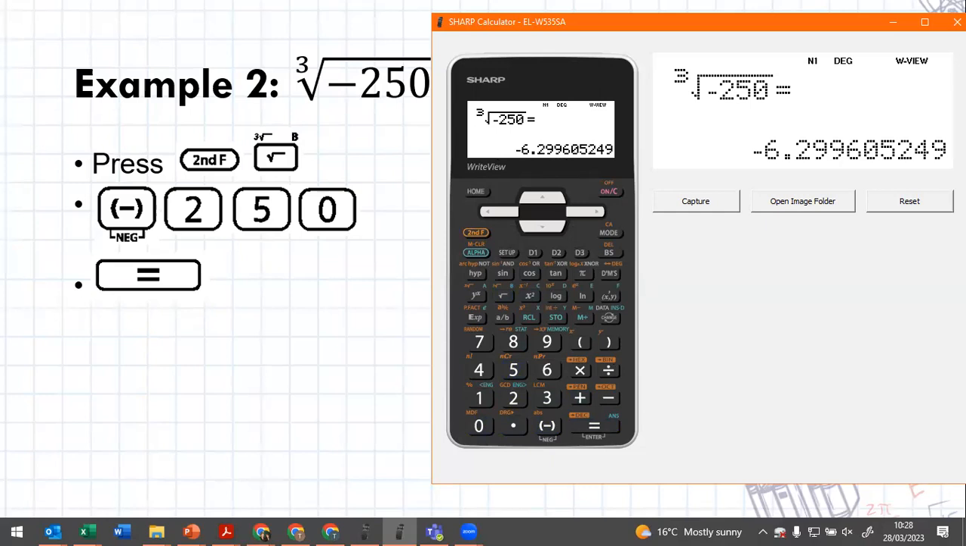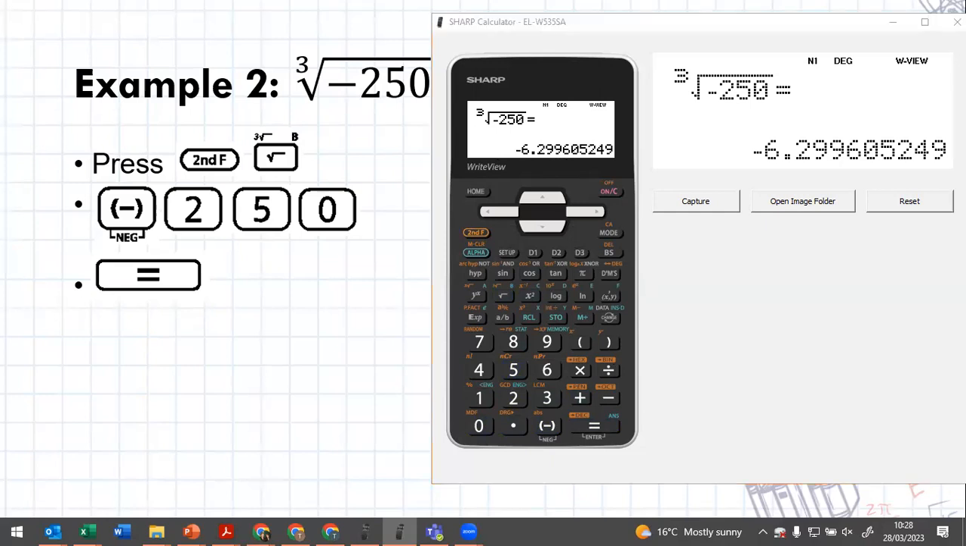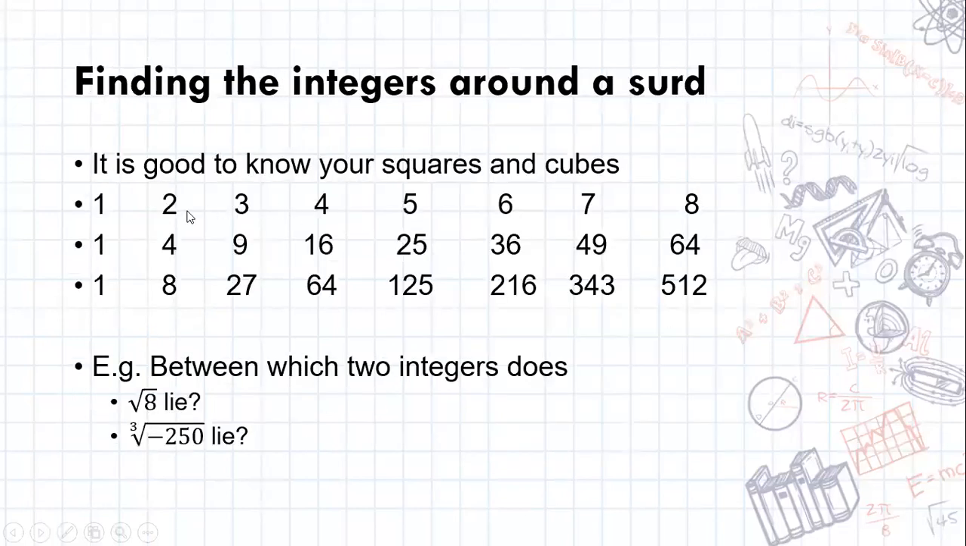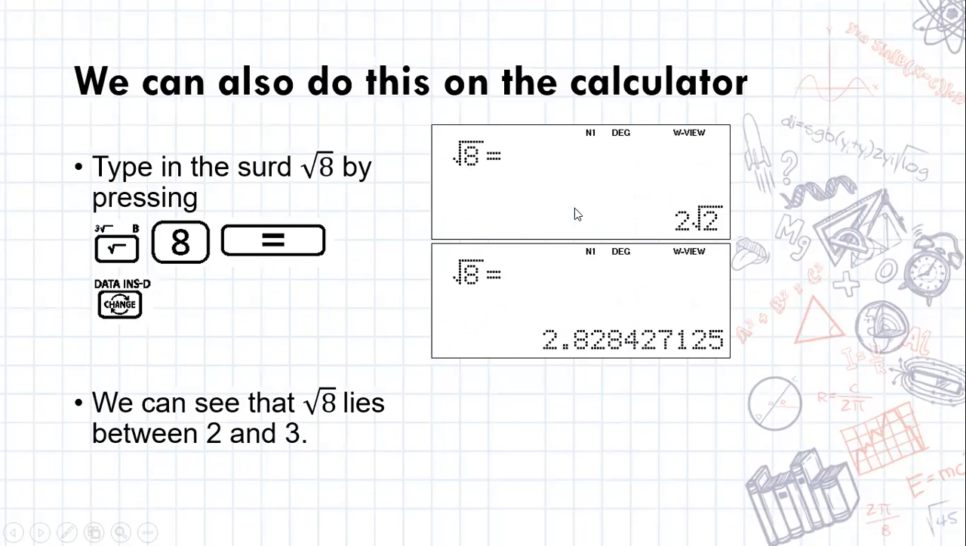Now, if I looked at my list that I originally showed you, you can see that 216 is smaller than 250 and 343 is bigger. And then, of course, because it is negative, it would be between negative 6 and negative 7.